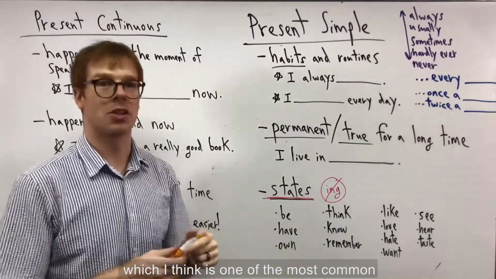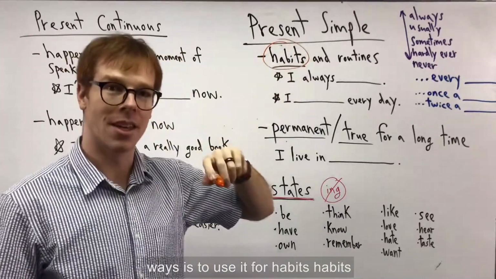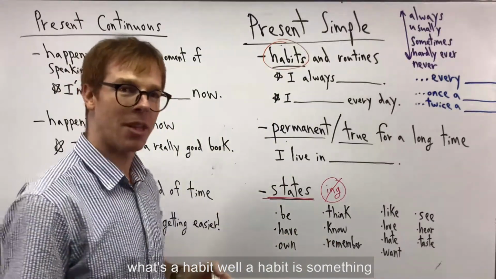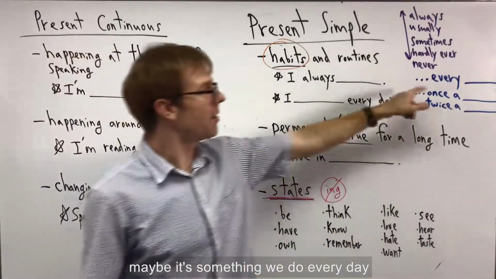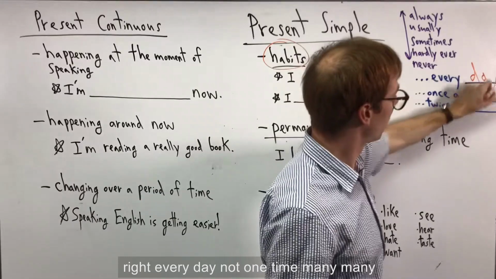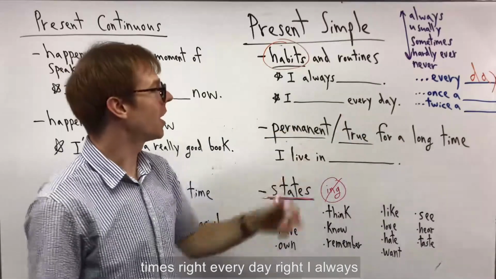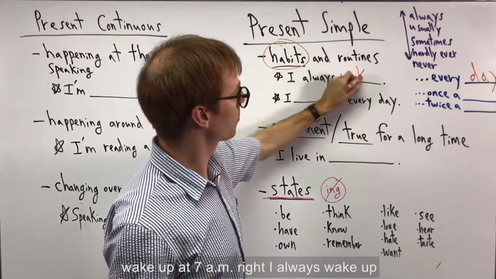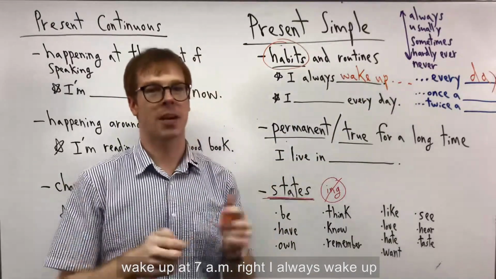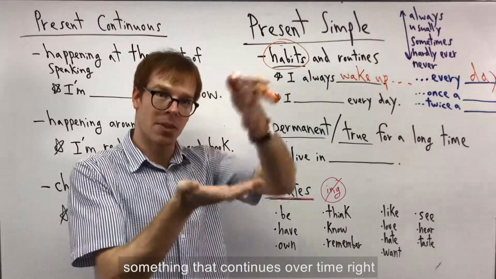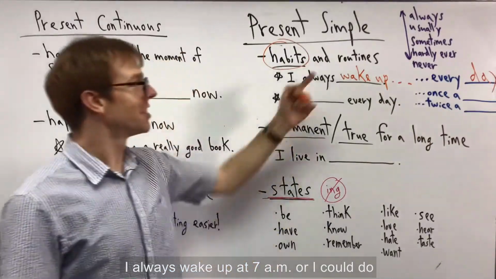The first way, which I think is one of the most common ways, is to use it for habits. What's a habit? Well, a habit is something that we do very often, frequently. Maybe it's something we do every day. Not one time, many, many times, right? I always wake up at 7 a.m. That's a habit for me. Something that continues over time, right?